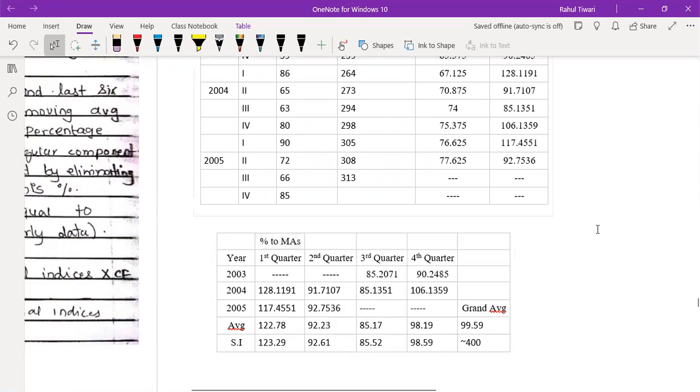Any question? Anyone? You can ask. We'll do more problems. We can do one more problem based on this, because this problem is a little bit lengthy. But just try to understand how it works.